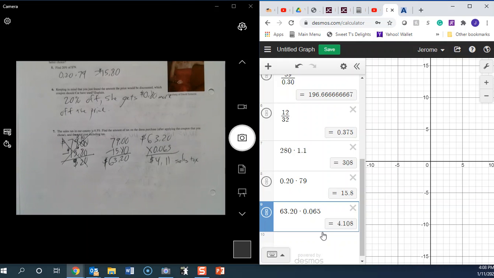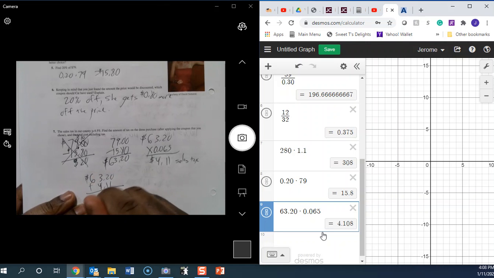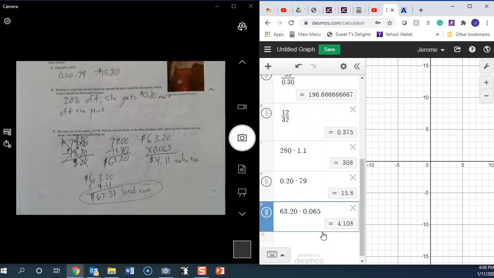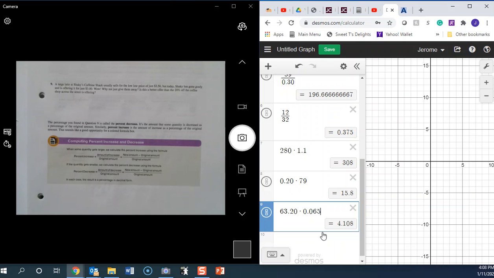Now they ask us for the total cost. So the total cost, you add $63.20 plus the sales tax of $4.11. So it'll be $67.31. This will be the total cost. Okay. Now we move on here.